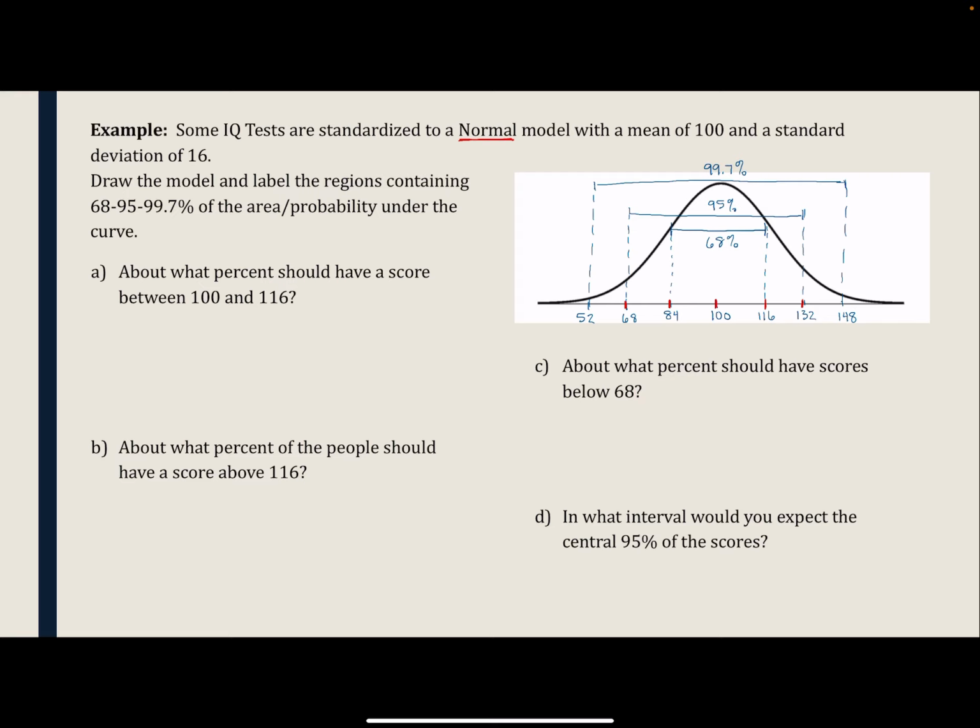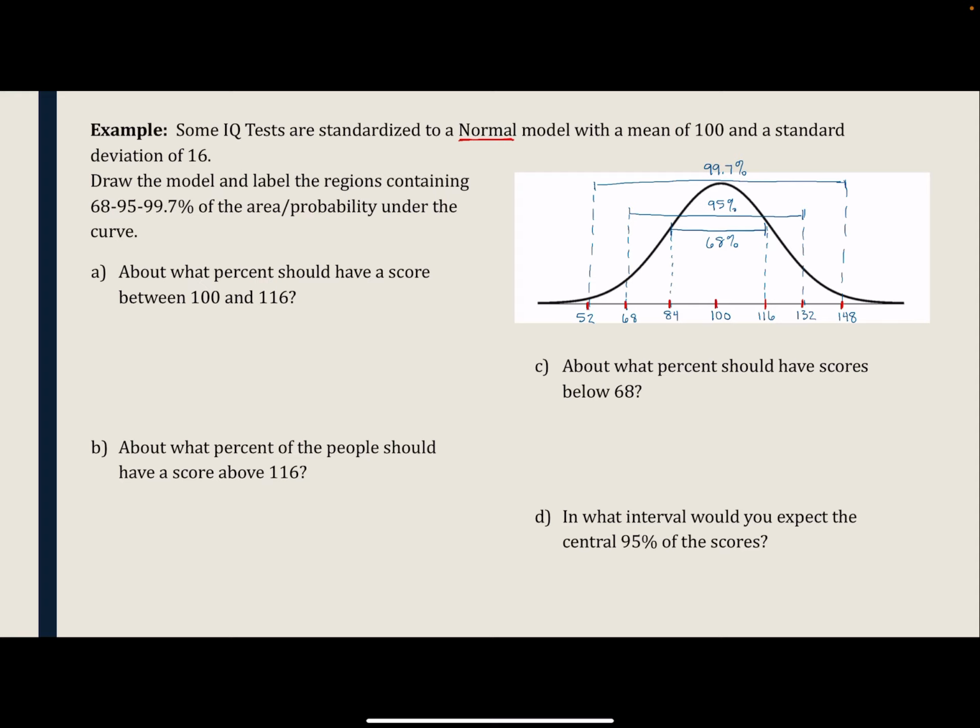And then finally, if I do this again, but 3 times, so if I take 100 and add 16 3 times, I'll get way up here at 148. And if I subtract 16 3 times, I'll be way down here at 52. And I know that 99.7% of my data is between these two values.